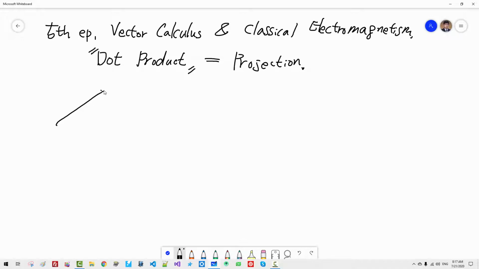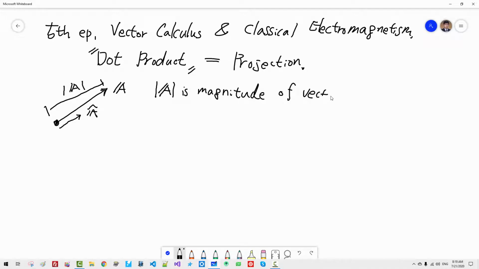This is a vector. I will denote vector A. This is a tail. This is head. It has magnitude. Magnitude is denoted by absolute value symbol. And it has direction. Direction is called unit vector. So bar A is magnitude of vector A. A hat is unit vector of vector A.